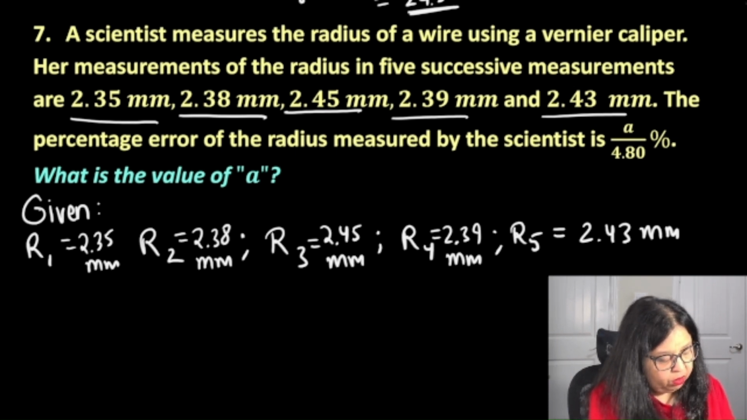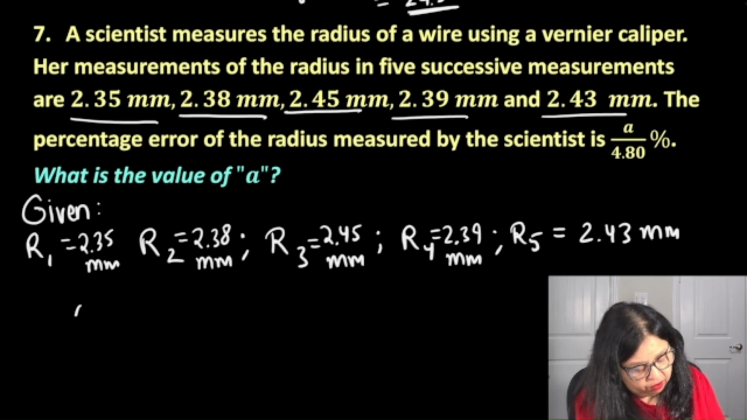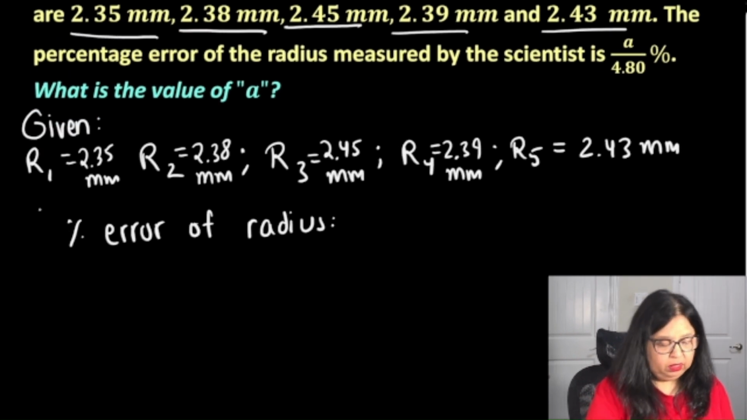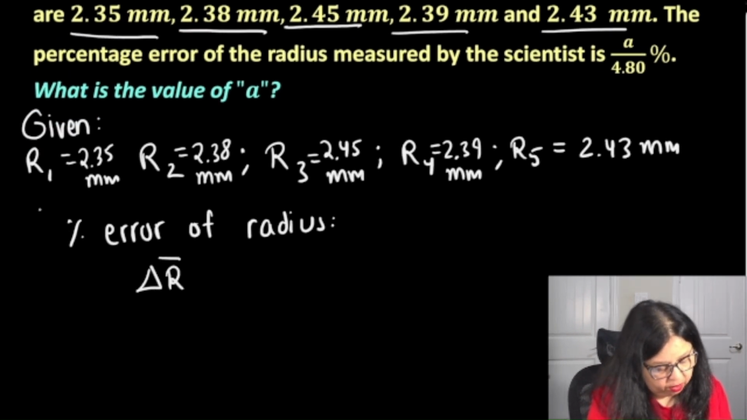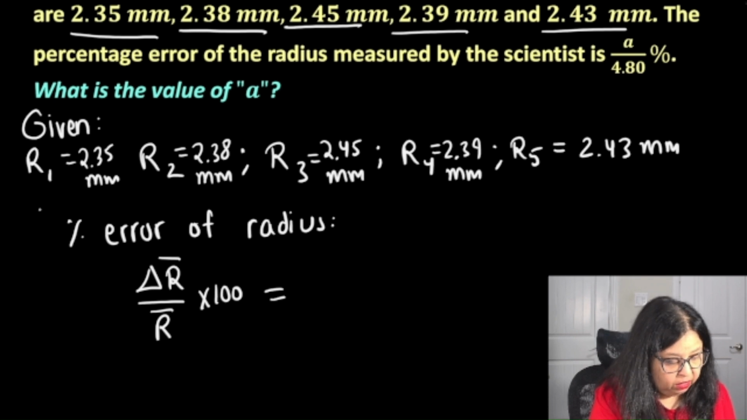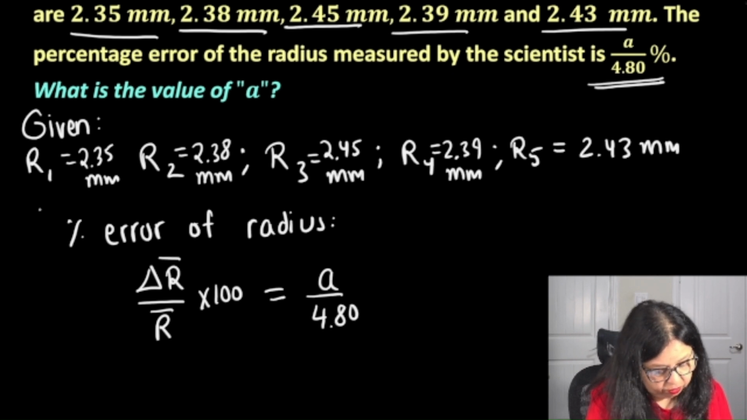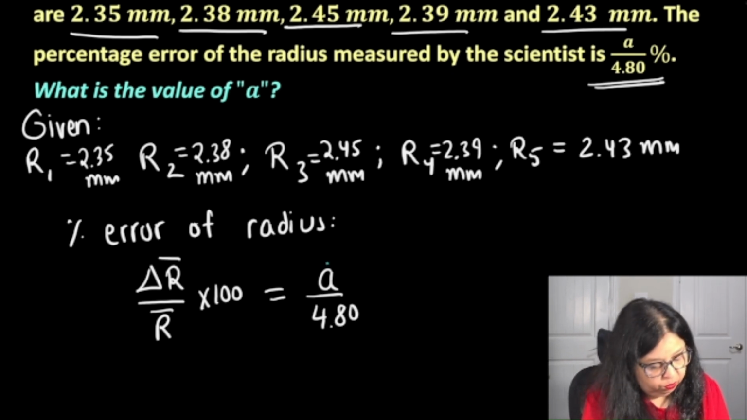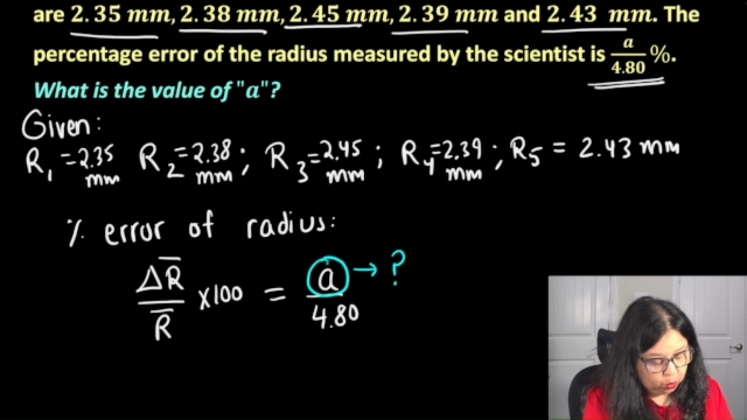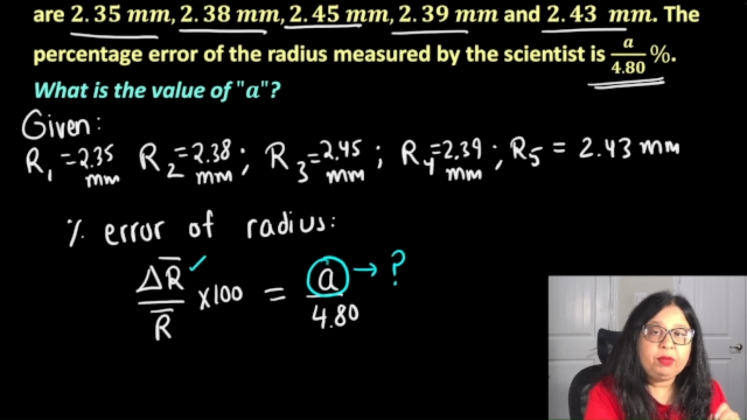The percentage error of the radius is going to be written as delta R bar divided by R bar times 100. This is the formula. What is this given to be equal to? A divided by 4.80. What are we asked to solve for? We're asked to solve for this A. So to solve this problem, we need to solve for delta R bar, which is the mean absolute error in the radius, and R bar.